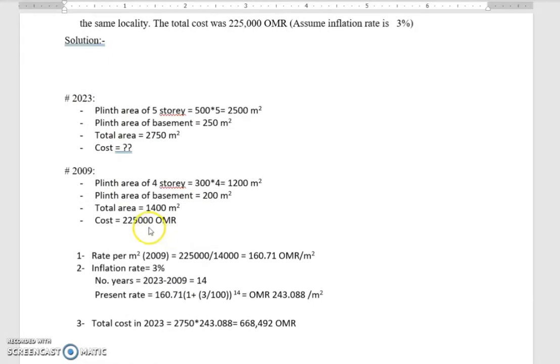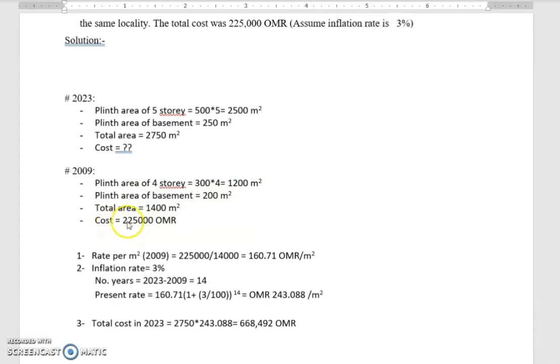We leave this one because we don't have enough information to get the cost of this building at this year. We go back to the information we have from the building in 2009. It was a 4-story building, shorter than this one, with one floor of 300 square meters times 4, which is 1,200, plus 200, giving 1,400.